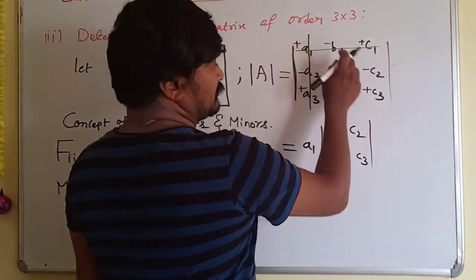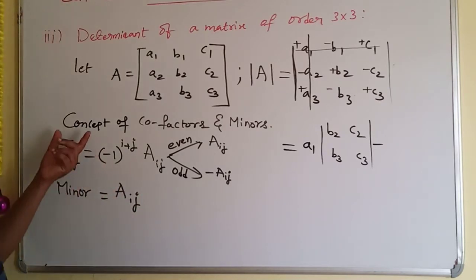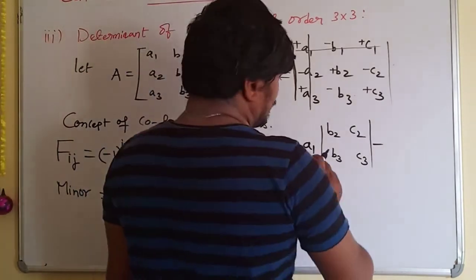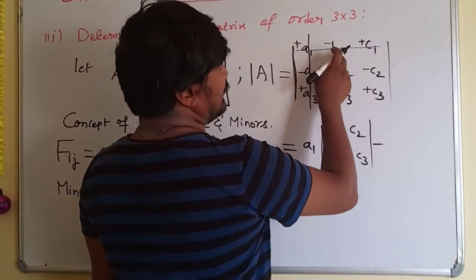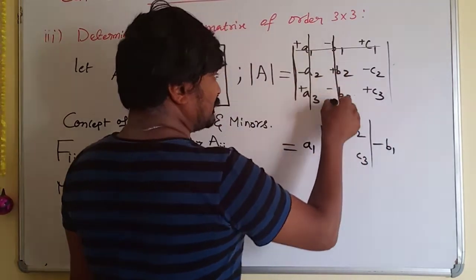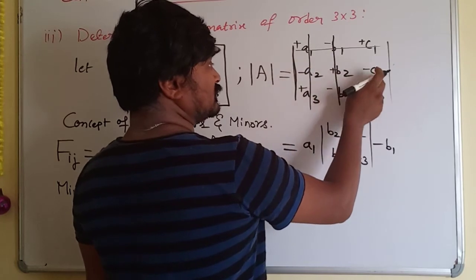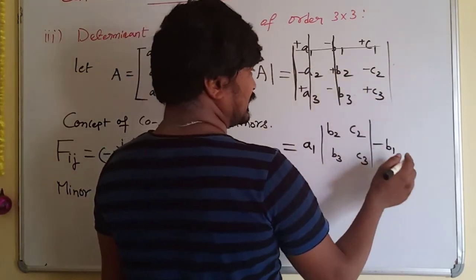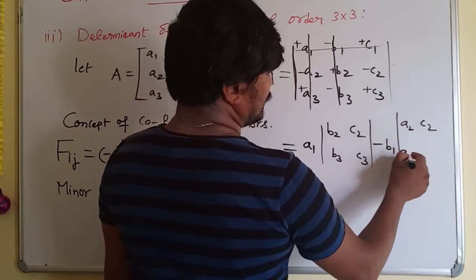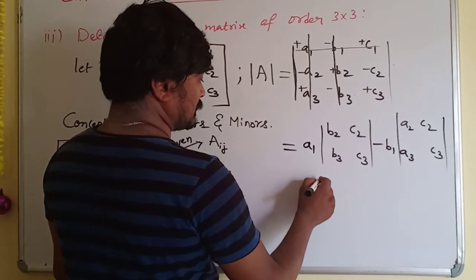Now next we need to write minus. You get to know why this minus by using the concept of cofactors. So first, the A1 part is completed, minus, and here it is B1. If you take B1, remove this row part and this column part, then what remains is A2, C2, A3, C3. So write that: A2, C2, A3, C3. Next, plus C1.